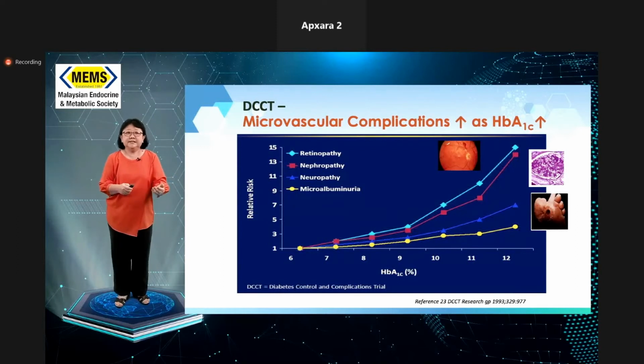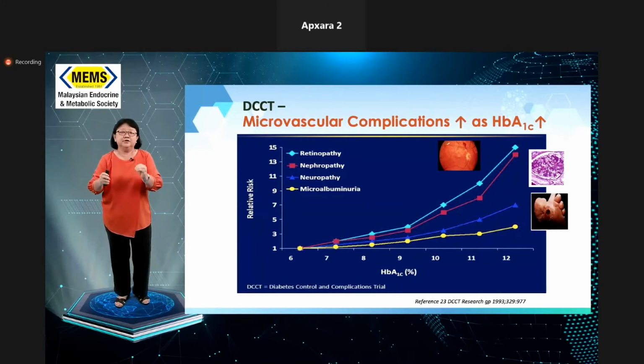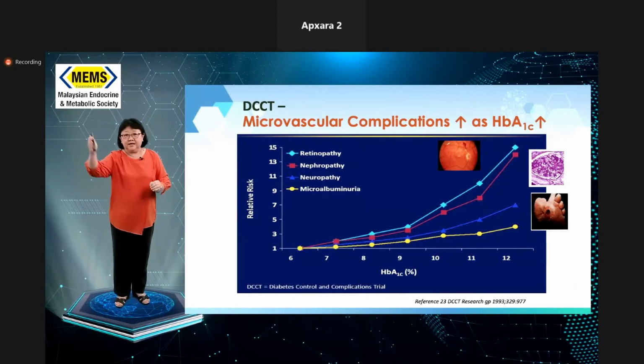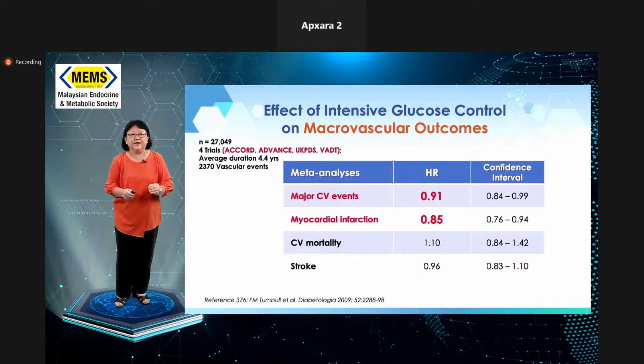This is the DCCT from the type 1 studies. And you can see again, very clear, similar to what you saw in the UKPDS: the higher the A1C, the higher the rates of retinopathy, nephropathy, and neuropathy, everything that you recognize as a diabetic complication. And the higher the A1C, the higher the rate of microvascular complications.